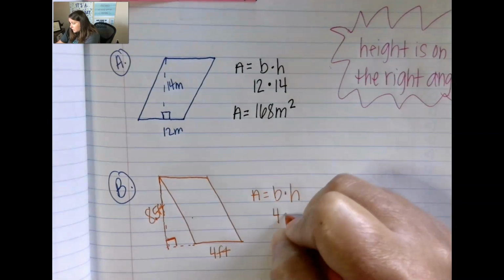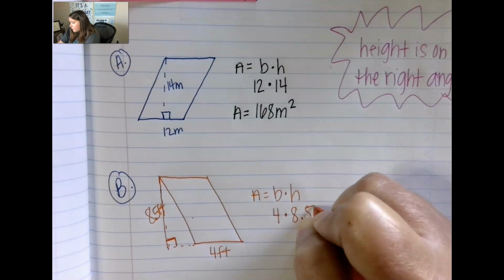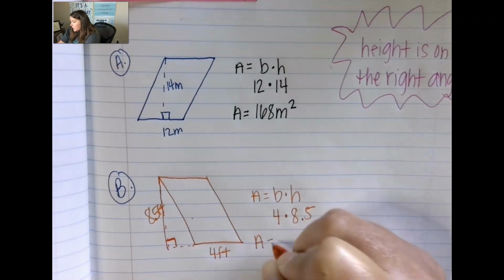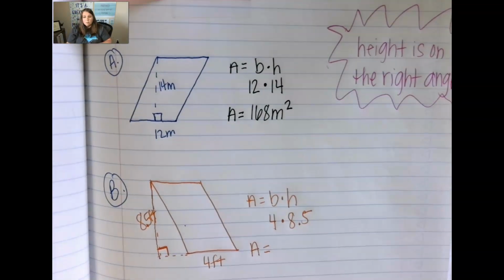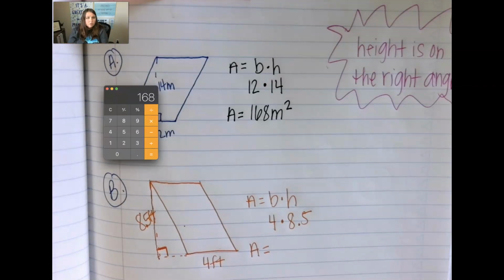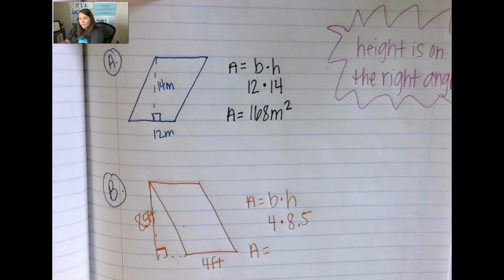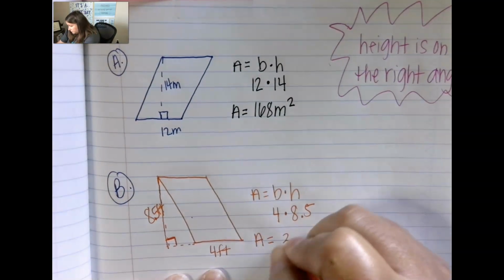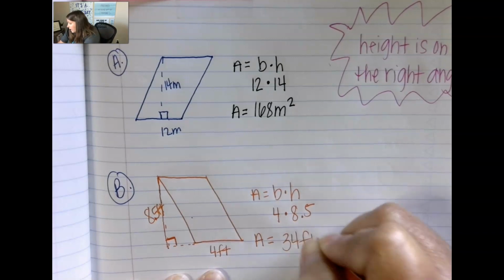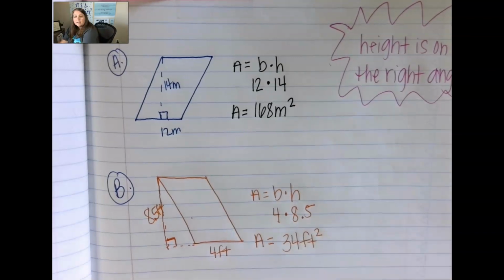So times 8.5. So area equals, now we're just going to multiply 4 times 8.5, and that's going to give us 34. So we're going to have 34 feet, and it's squared because it is two things being multiplied together.